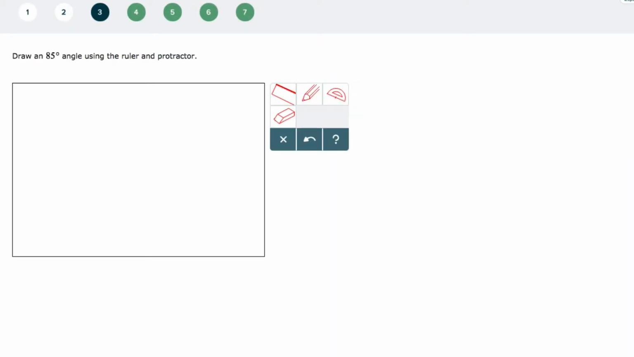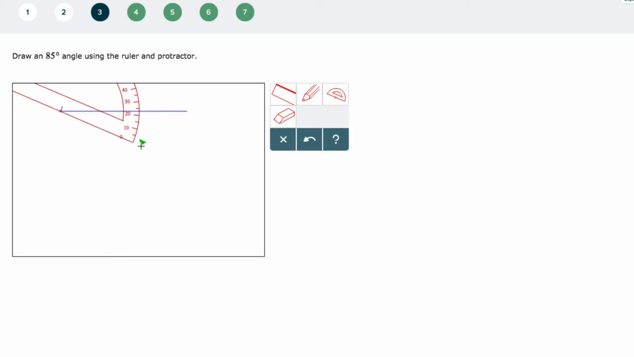Number 3. We need to draw an 85 degree angle using a ruler and protractor. So first, what I'm going to do is get the ruler and draw a line. And to draw the line, just use the pencil tool on the ruler, just like that. Next, we're going to get the protractor. And we're going to put the protractor right here on the line. If we start at 0, we can do that and then make a mark.